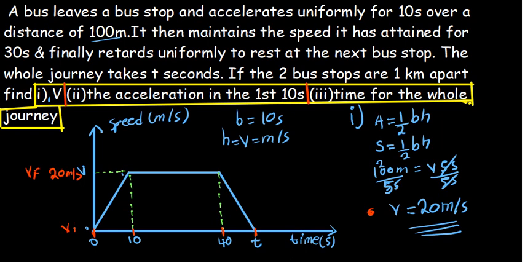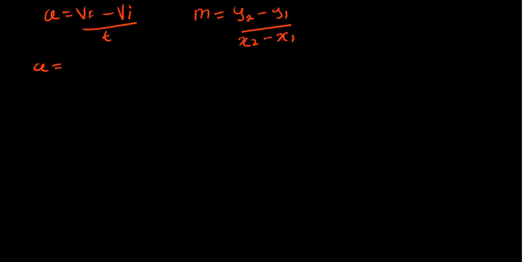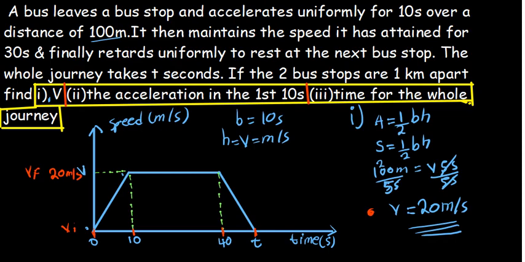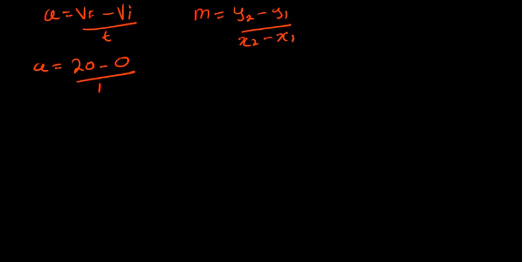We found 20 minus 0, divided by the time that it took. The time that it took, we have 10 seconds. That's the time that we have here. We have 10 seconds, so we divide by 10 seconds here.